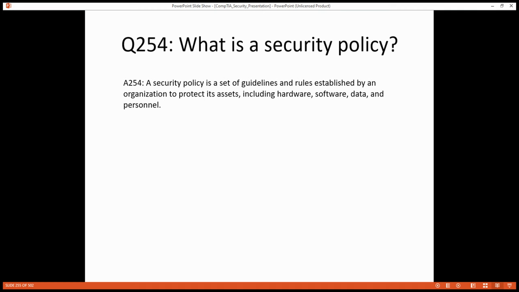Q254. What is a security policy? A 254. A security policy is a set of guidelines and rules established by an organization to protect its assets, including hardware, software, data, and personnel.